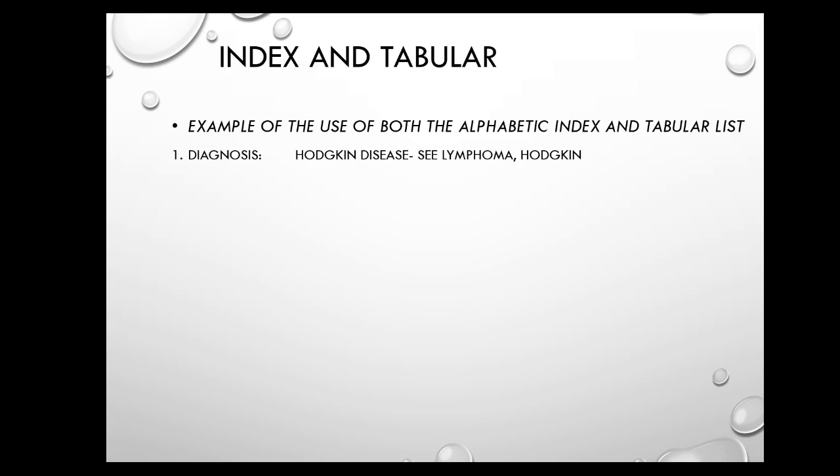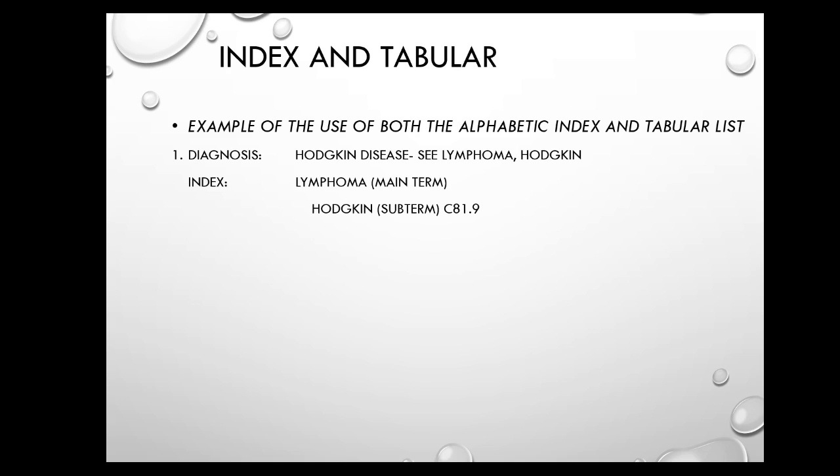This first slide gives us an example of how to use both the alpha index and the tabular list. Our first diagnosis is Hodgkin disease, and when we look in the index, we are told to see the word lymphoma. Lymphoma represents the main term. Remember, you must always search for your codes by the main term in the alpha index, which is listed in bold or red type font in the alpha index.